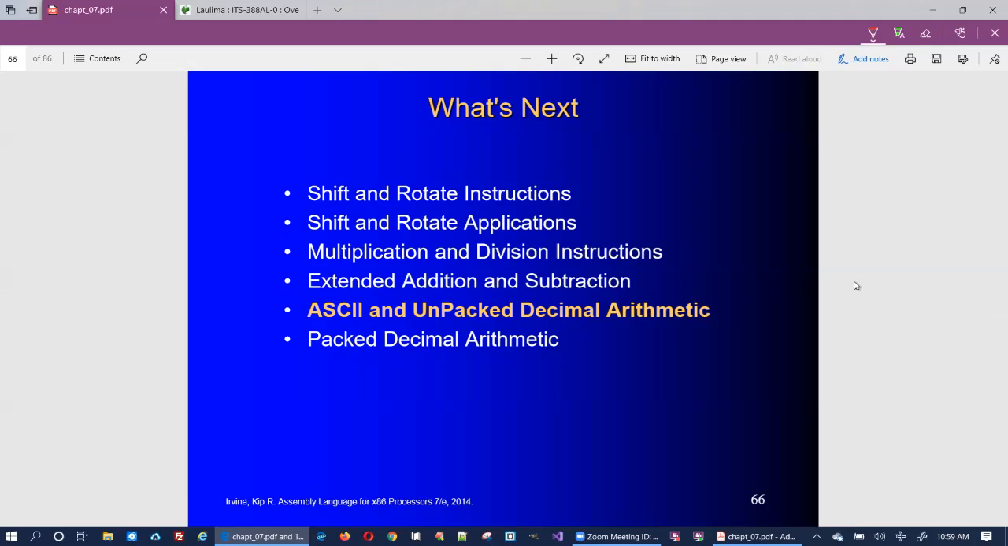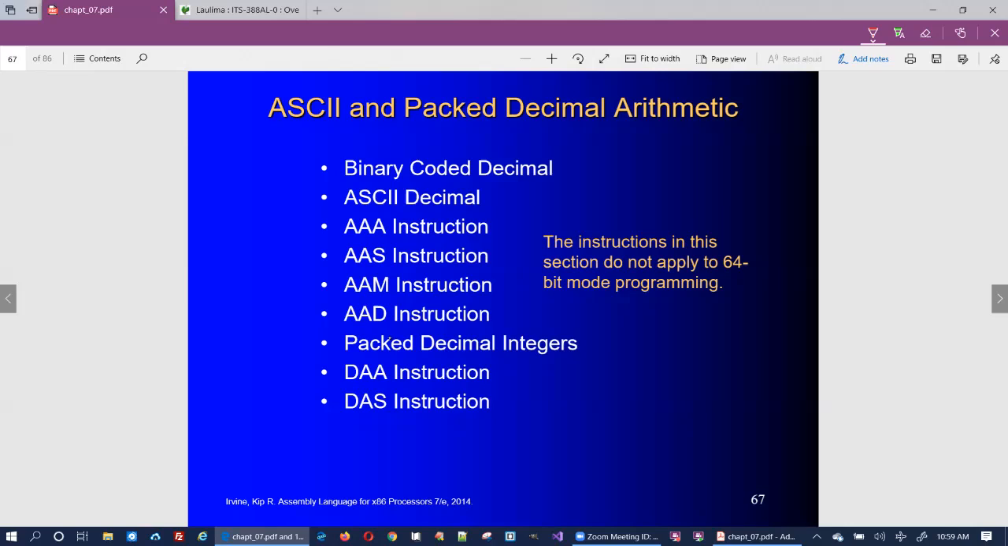Now we're going to talk about a different way of representing numbers inside the computer. First we're going to talk about unpacked decimal arithmetic, unpacked ASCII and unpacked decimal, and the instructions that go along with unpacked. These are all the instructions having to do with representing numbers using hex digits, what looks like decimal arithmetic, but we're really using hex digits. So it's called binary coded decimal, and these are the instructions.